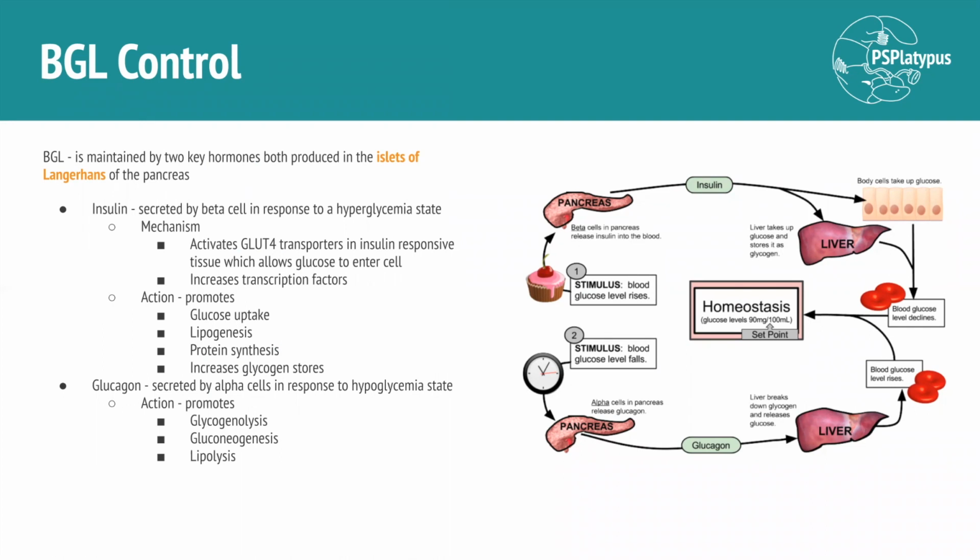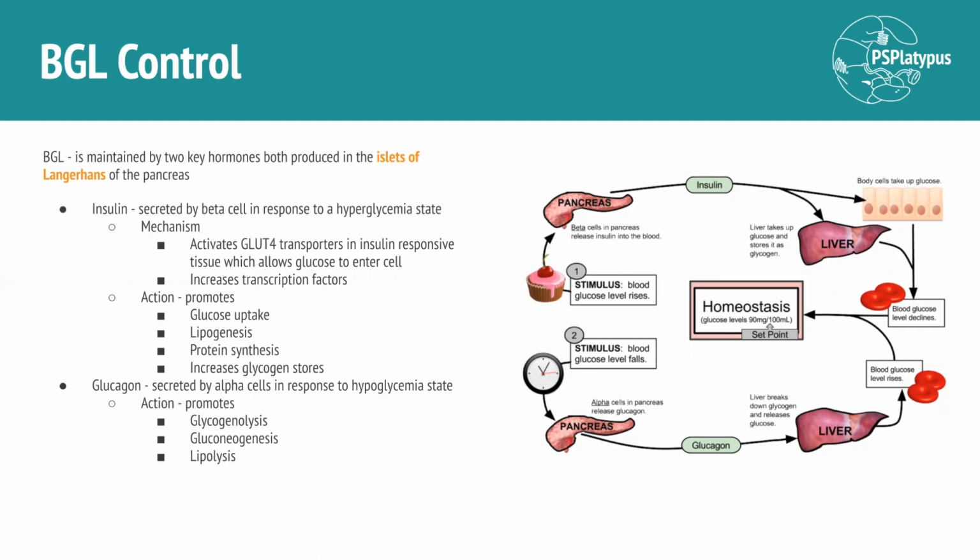In this case, what happens is insulin is released by our pancreas via our beta cells and activates, via transcription factors, increasing production of glucose transporters at our tissue sites to increase the uptake of glucose from the bloodstream. Additionally, it also acts to promote lipogenesis as well as protein synthesis and increasing glycogen stores in the liver.